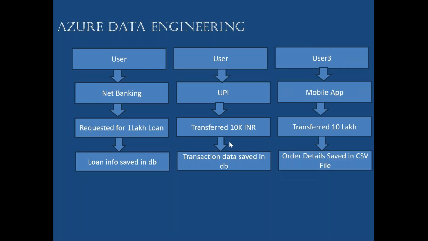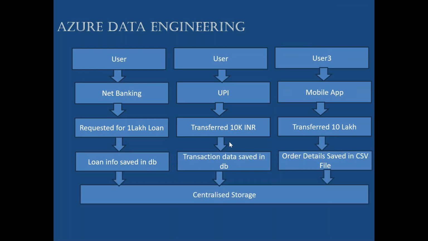Now I want to collect all the things that are happening across all the applications, and I want to identify the suspected transactions. Let's say user 3, if you see, he transferred 10 lakhs at a time, but he never makes this much transaction. So what happens now? Immediately we want to track such type of transactions, and we want to freeze his account for some time until he confirms that he only made the transaction.